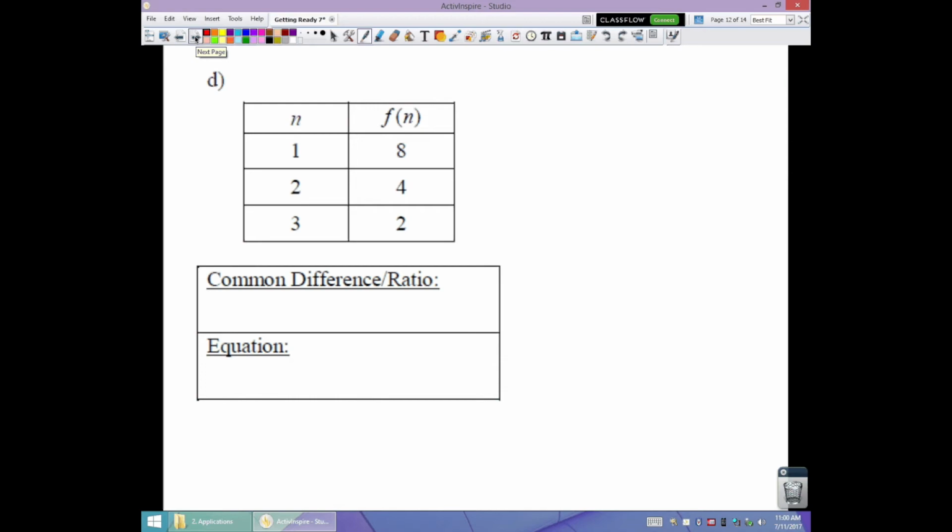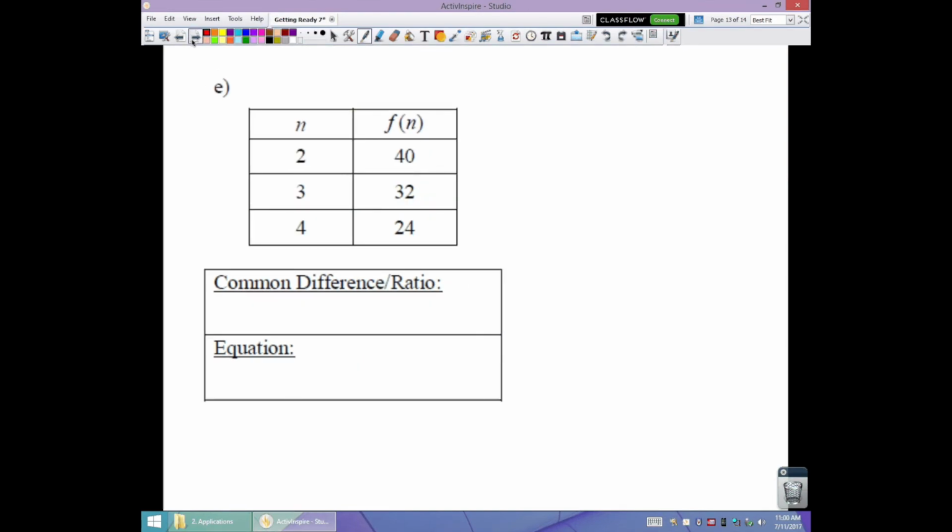Part D. Down 4, down 2. It's not a common difference. Can I multiply 8 by something to get 4? Well, 8 times 1/2 is 4, and 4 times 1/2 is 2. So this one again has a common ratio. This time it's 1/2. My equation, f of n equals, I need the y-intercept, the 0th term. So if I go back a step in the pattern, instead of multiplying by 1/2, I would multiply by 2 over 1. So this is 16. 16 times the common ratio, 1/2, to the n power.